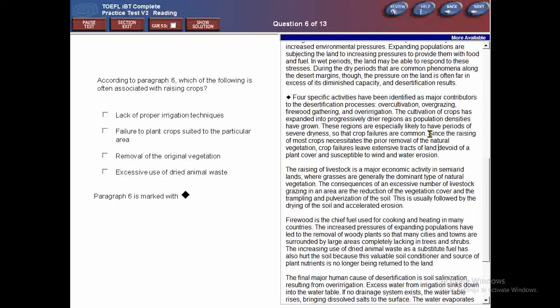What is stated here? Since the raising of most crops necessitates prior removal of the natural vegetation. So natural vegetation means original vegetation, removal of. Okay. Excessive use of dried animal waste. Is there any mention of this type of phrase? No. So what will be our answer? Our answer will be C. Let's check it. 6 C. Okay. Now go to our next question.